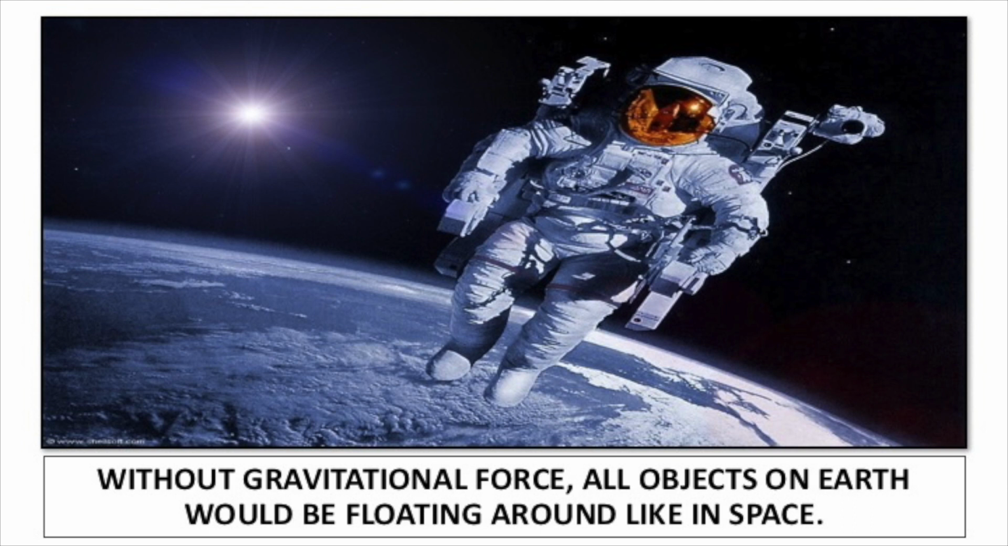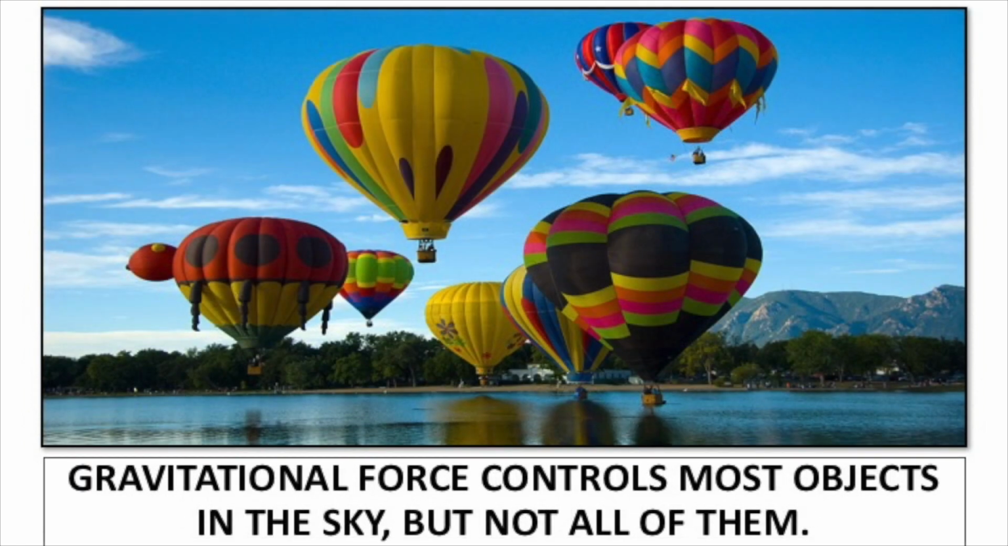Without gravitational force, all objects on Earth would be floating around in space. Just like the spaceman here, the astronaut, he's in space. And as you can see, floating around. No gravity. Gravitational force controls most objects in the sky, but not all of them. Yes, can you remember? Some of them we don't control by gravity.